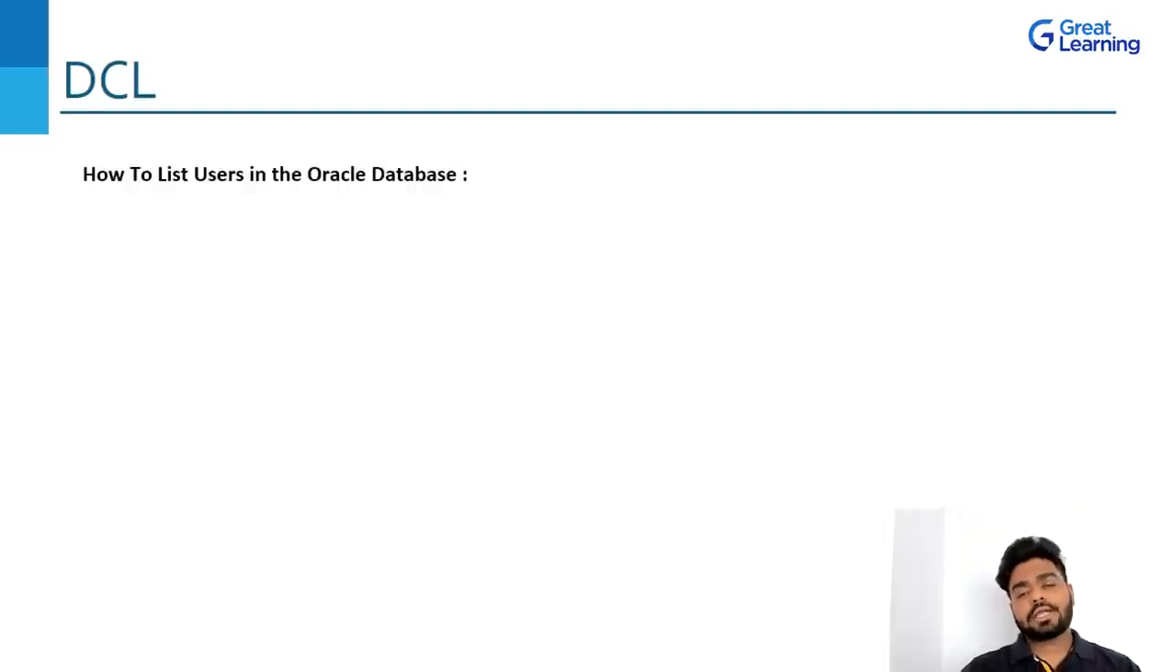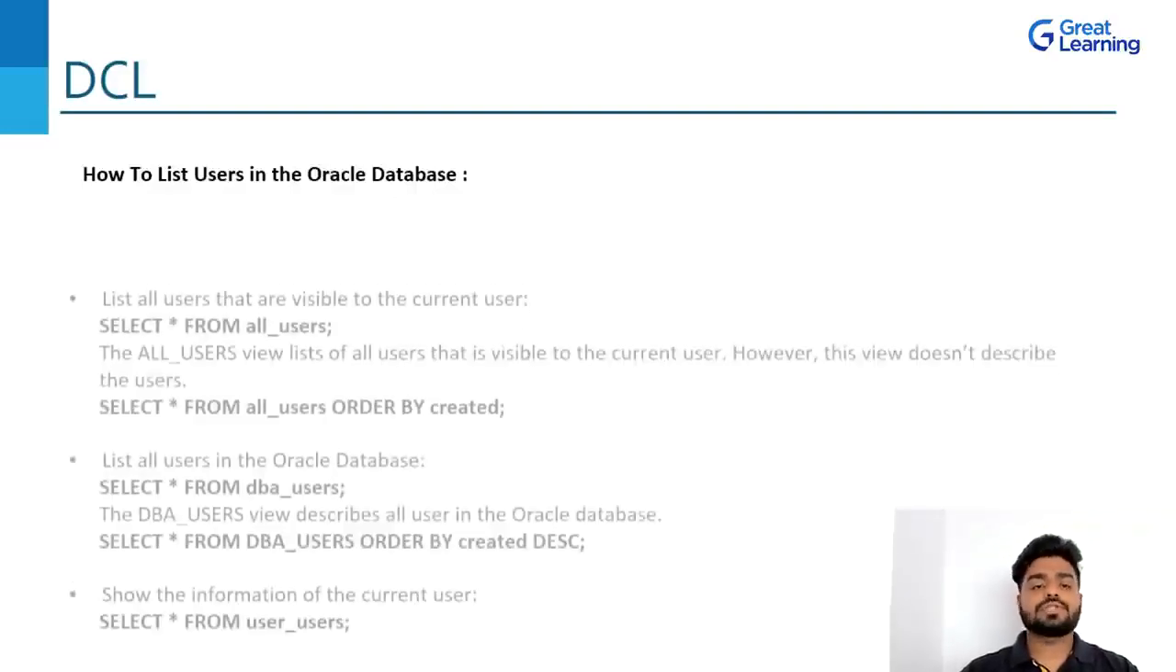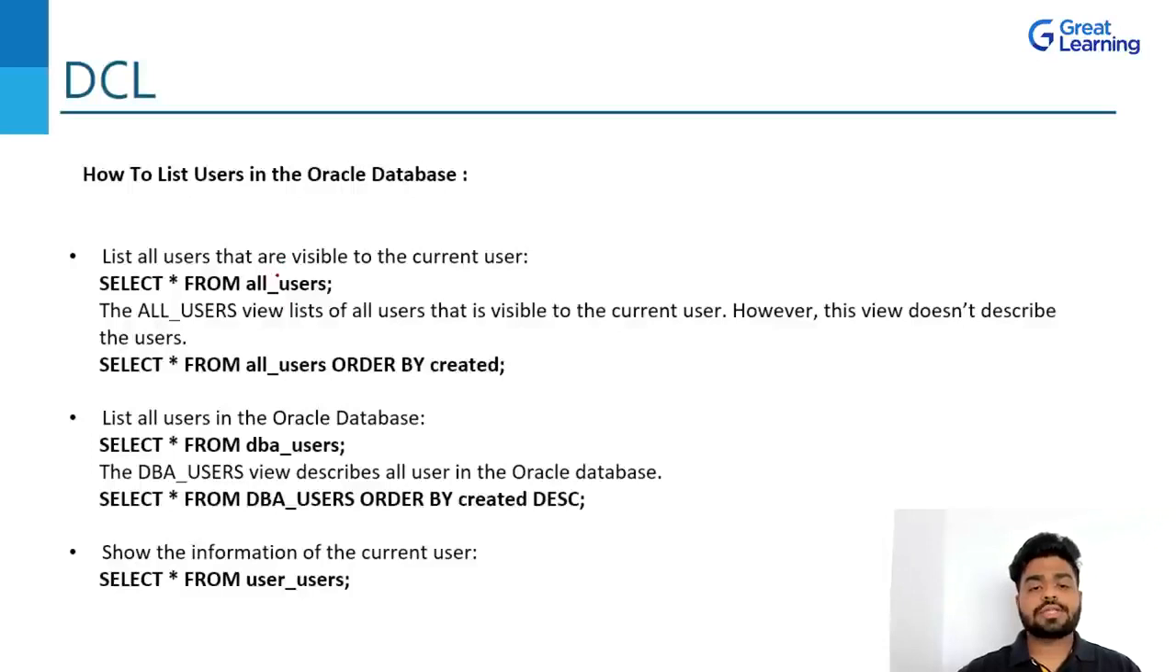See, by default, Oracle also gives us the list of users, and what you have created will also be shown. To list all users that are visible to the current user, that means if you are in the system user, then for the system user, which all users are visible? To see that, you have to use select star from all_users. And if you want to see it in an order, ascending or descending, then you can use order by created.